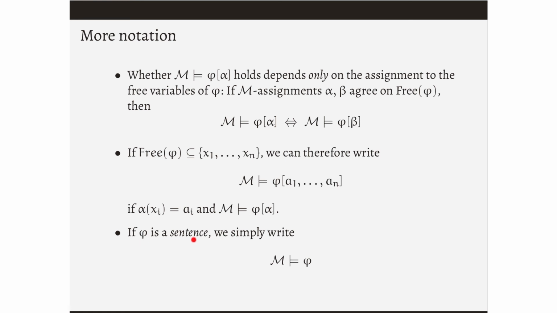Finally, if phi is a sentence, remember a sentence was just a formula that had no free variables, then we don't need to worry about any assignment at all, because there are no free variables that could possibly change the truth value here. So then we simply write M satisfies phi, or phi holds in M, or phi is true in M.